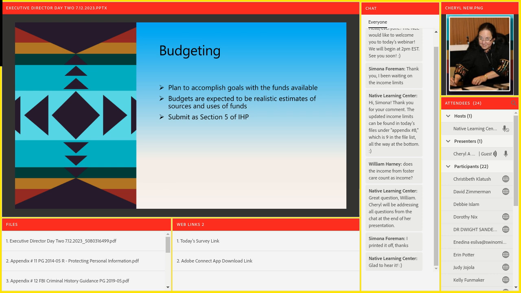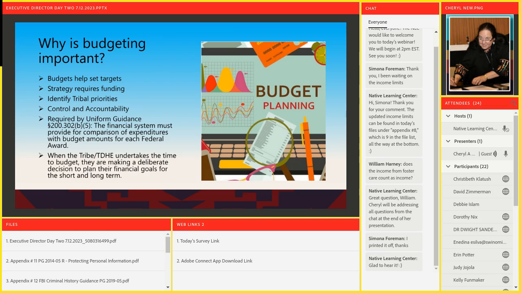The accounting provides financial reports to your managers for monthly review, including the reports to your board. So your budgeting: plan to accomplish your goals with your funds available. Budgets are expected to be a realistic estimate of your sources and uses of funds, and you submit that as Section 5 of your Indian Housing Plan.